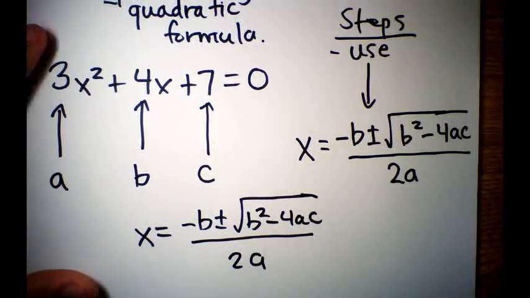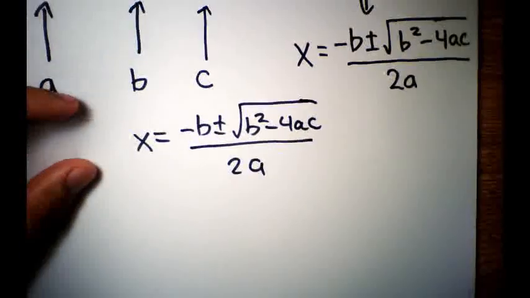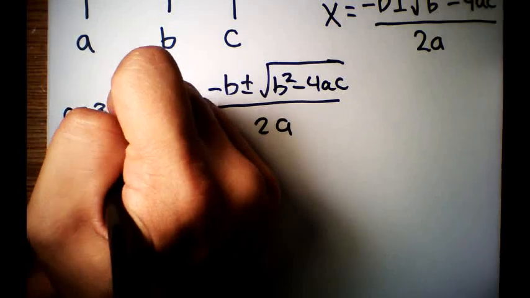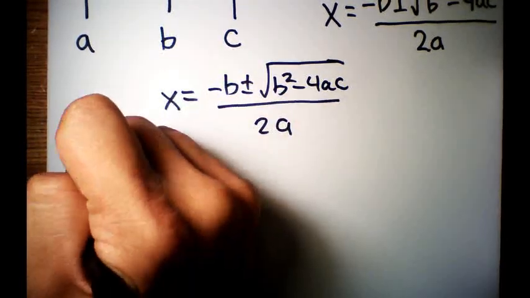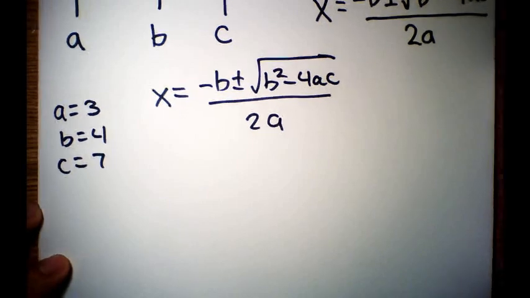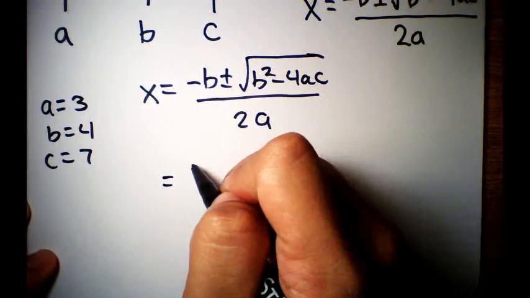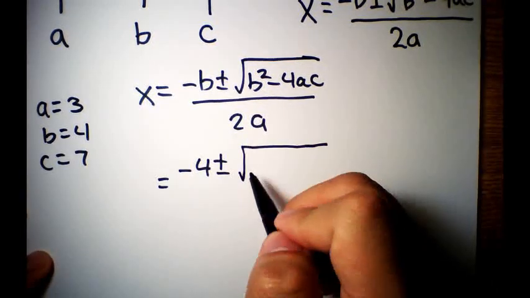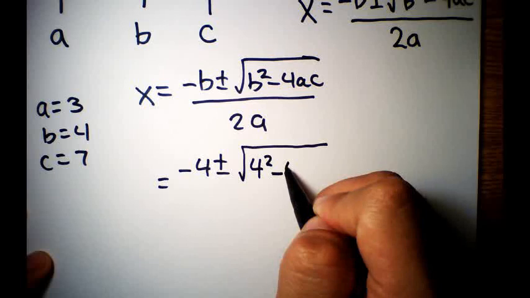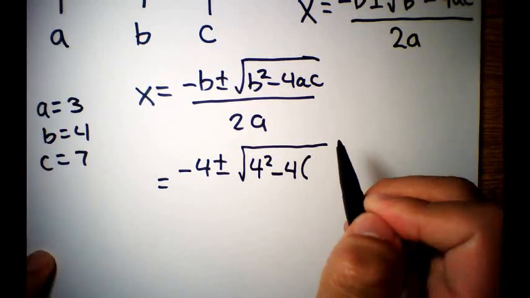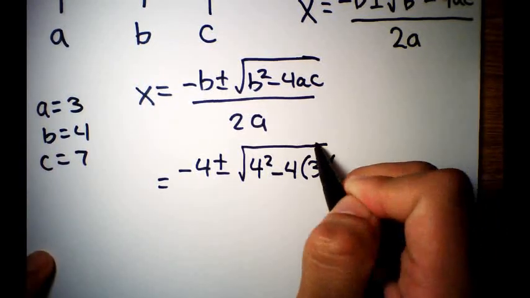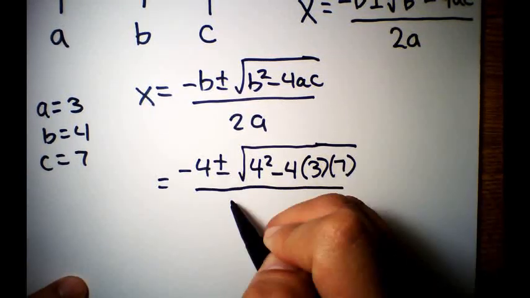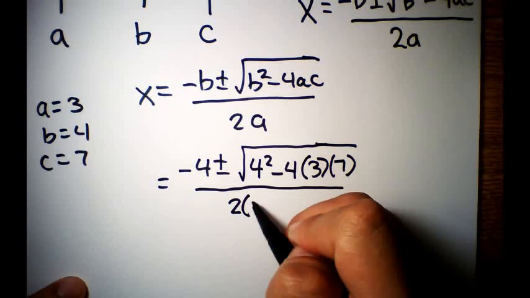All right, what was your b value? Your b value is 4. Let me just put this on the side. a is equal to 3, b is equal to 4, and c is equal to 7, just as a reference. So let's do that. x is equal to negative 4 plus or minus square root of b squared, well, that's going to be 4 squared, minus 4. What is your a value? That's 3, so let's plug that in over here. What is your c value? It's 7, so let's plug that in over here. All over 2, and then what was your a value? 3. Let's plug that in there.